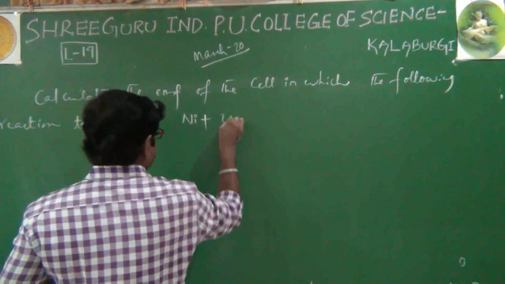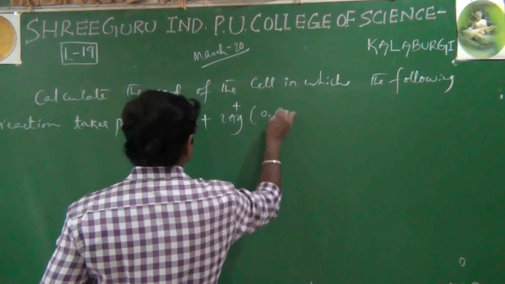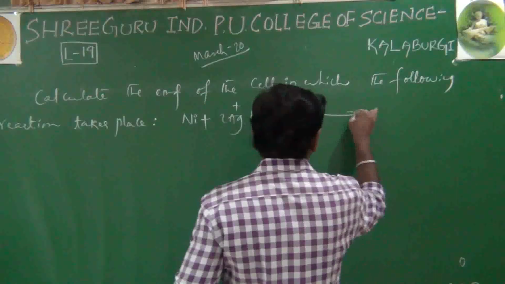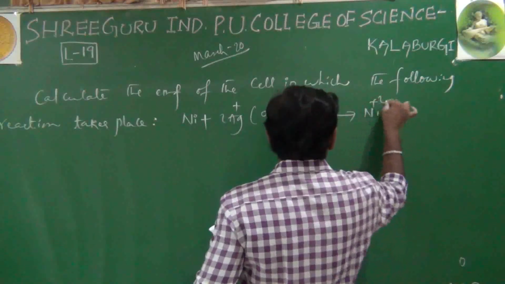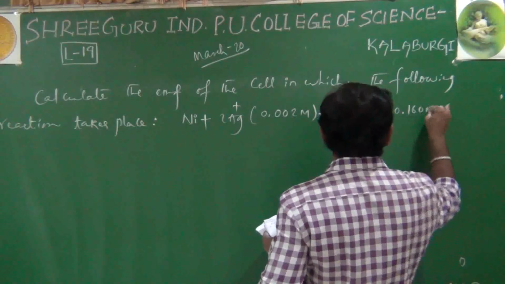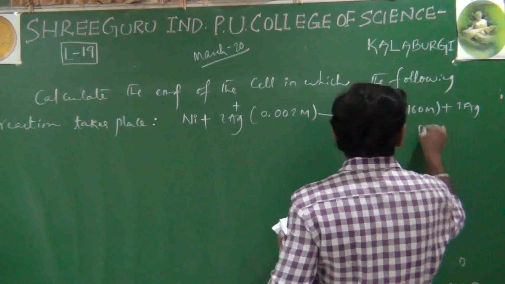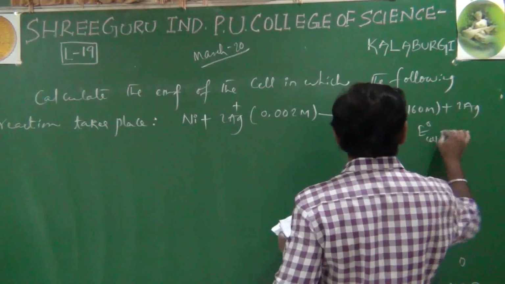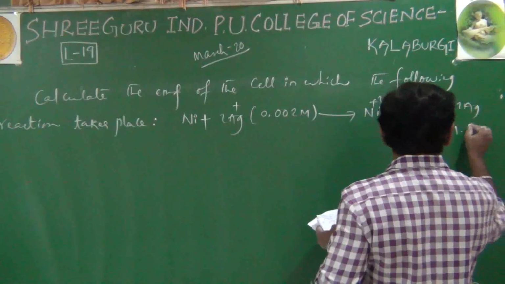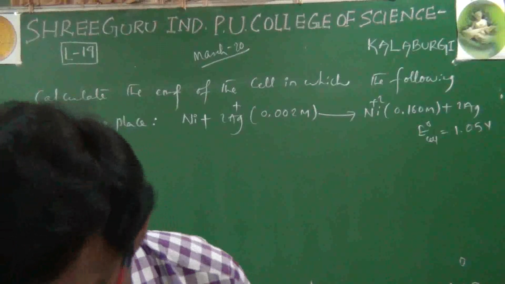Ni plus 2Ag+, its concentration is 0.002 molar, gives Ni2+ 0.160 molar plus 2Ag, and E0 cell value is given as 1.05 volts, right? This is the question. It is asking for the cell potential.